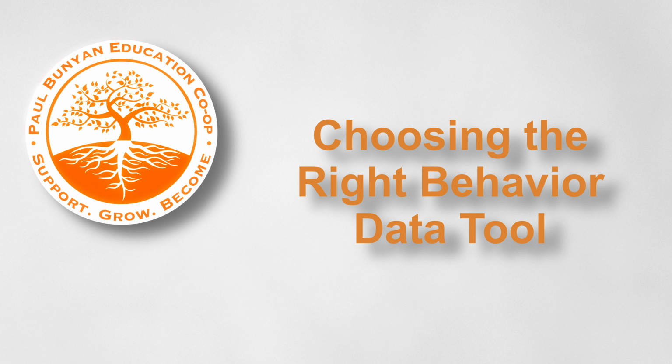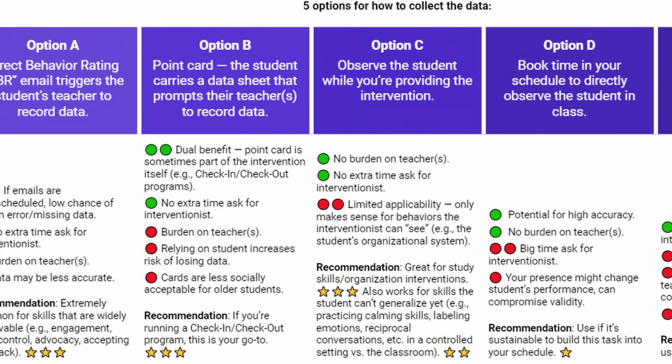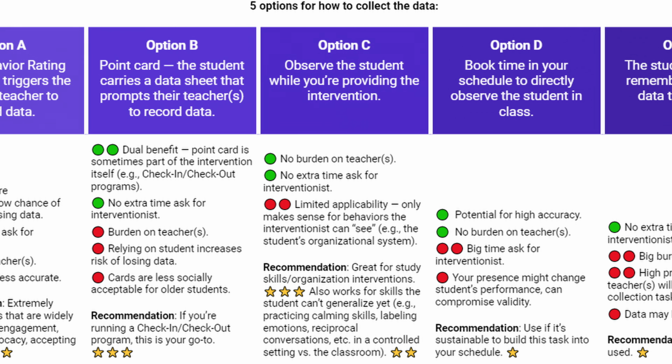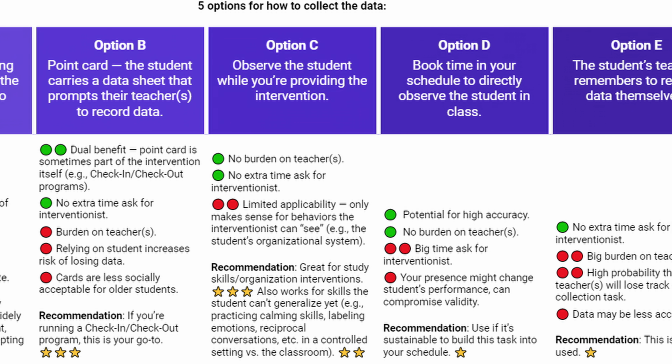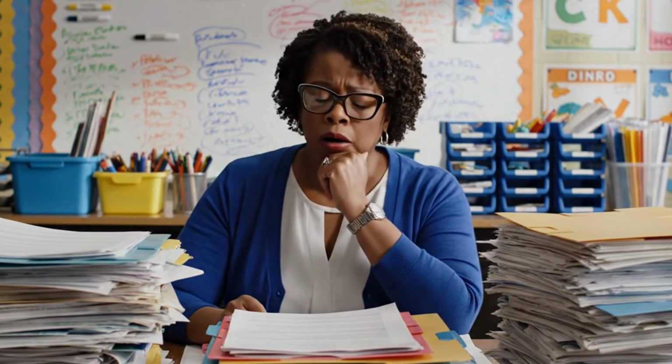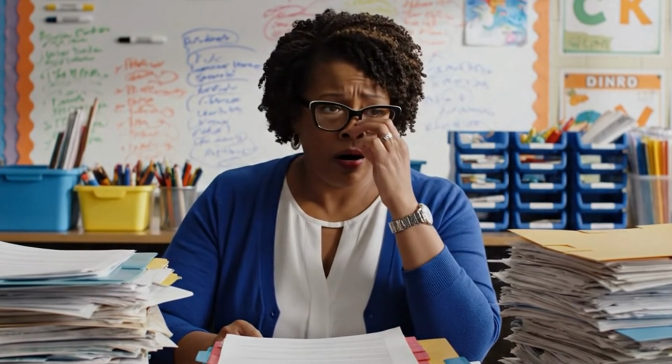When a student struggles with behavior, regulation, or social emotional skills, the first step in helping them grow is understanding what's happening. That's where data comes in. But with several tracking options available, it's easy to wonder, which one do I use? How do I start? And what's going to give me the most useful data without creating more work?